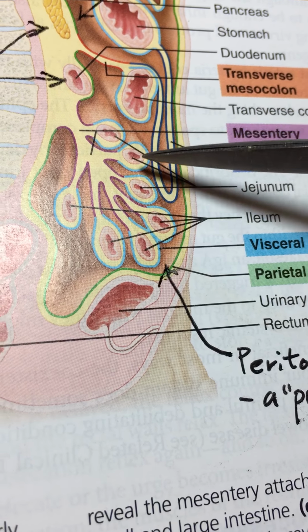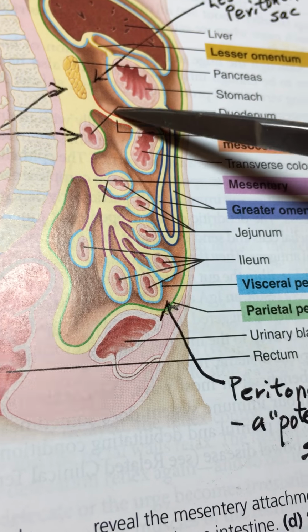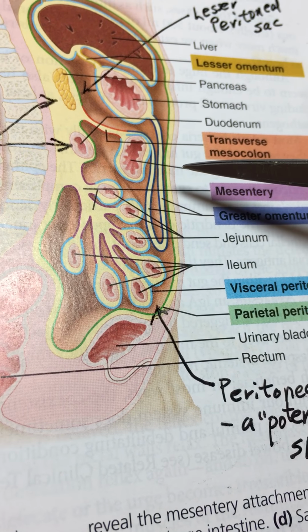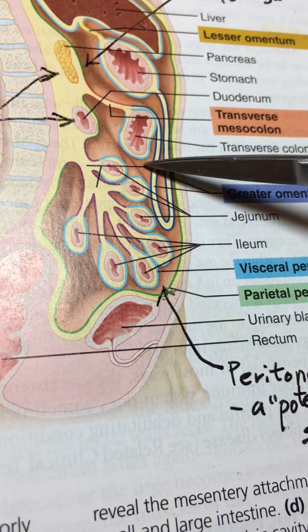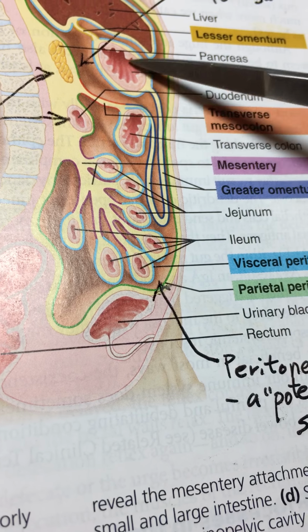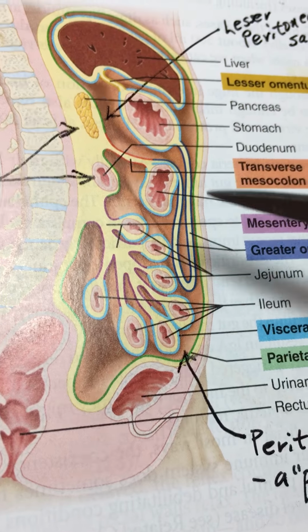But otherwise, there is nothing else living here in this space. It's filled with a very thin layer of serous fluid that just sort of lines the network here. But all of these organs are against each other.